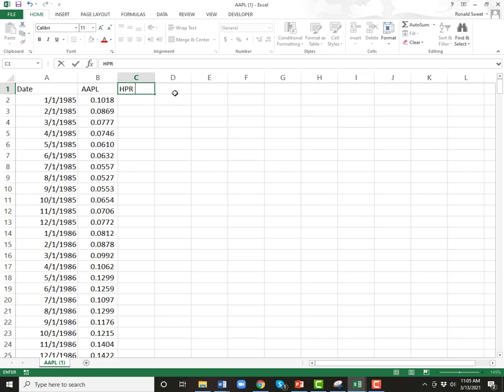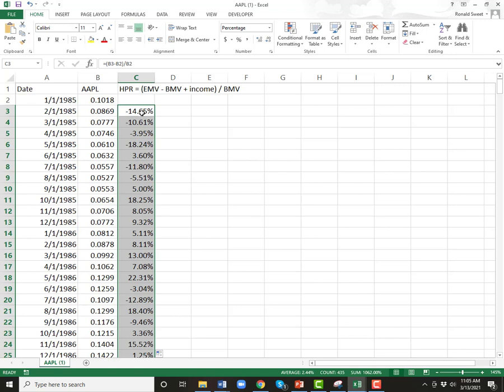Remember, the holding period return is ending market value minus beginning market value plus income, divided by beginning market value. But we don't have any income here because it's already included in the price. So I'm going to do ending market value minus beginning market value plus 0, but we don't have to actually type that, divided by beginning market value. And that shows in their first month after they went IPO, they dropped 14%.